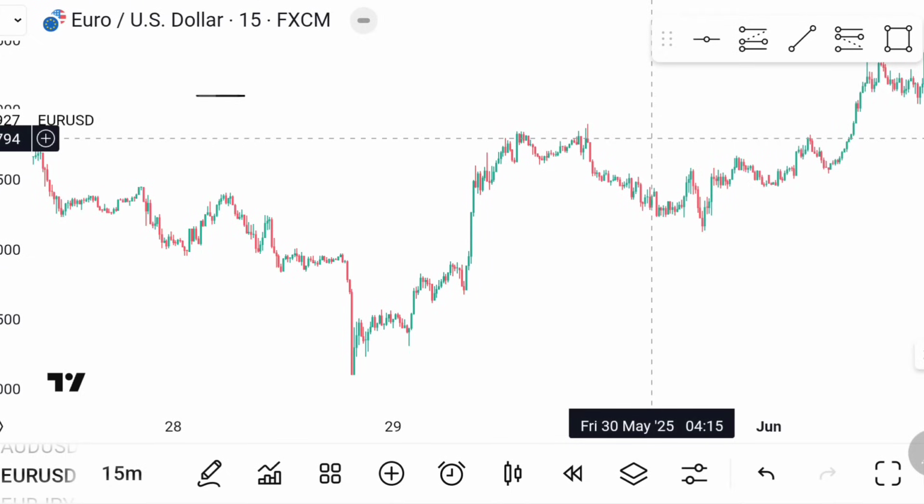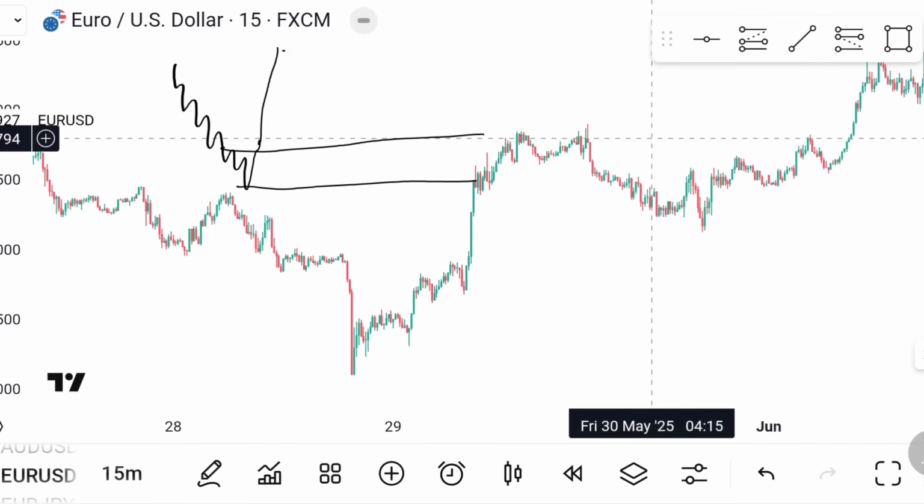So now for a buy side, if you have a demand zone here, okay, so you want the market to come, this is your 15 minutes or 30 minutes time frame demand zone.